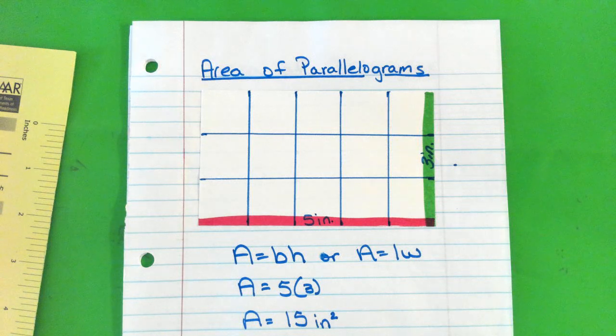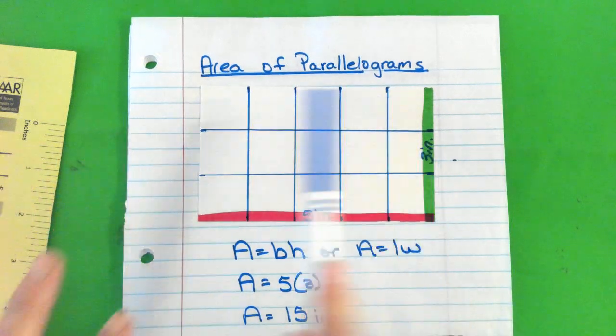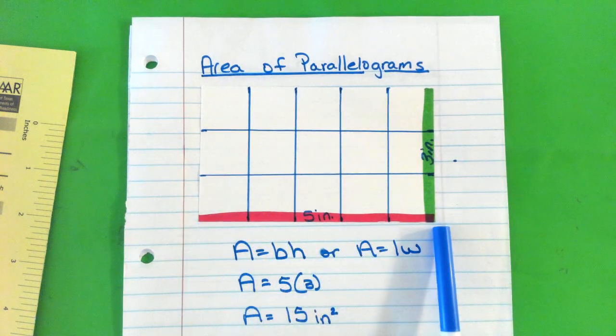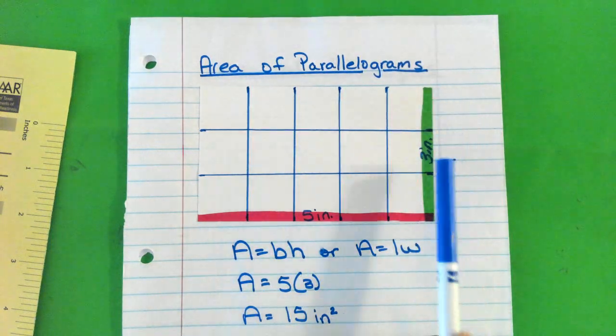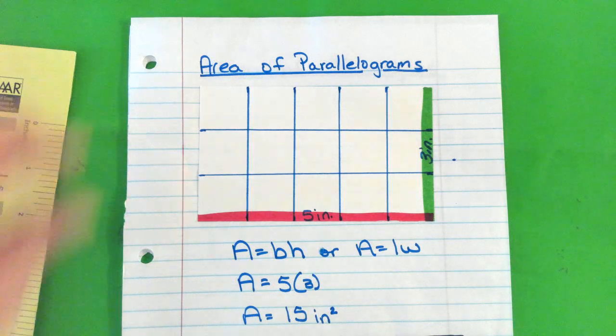Recall when we did area of parallelograms, the formula is simply base times height or length times width. And we had this rectangular card, which when we measured was 5 inches long, 3 inches wide. It had a base of 5 and a height of 3. And that gave us 15 square inches inside the parallelogram.